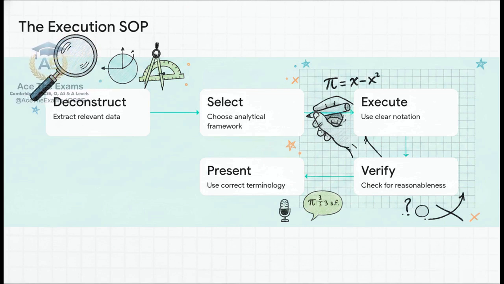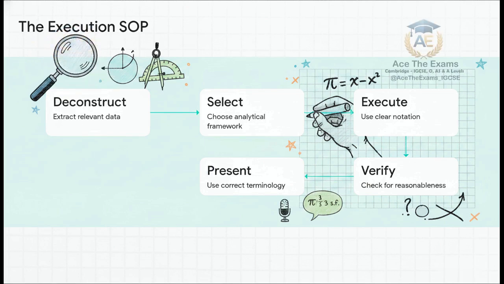Step 3, execute with clear notation. This is where you write out your algebraic working meticulously, line by line. No jumps in logic. Step 4, verify reasonableness. This is crucial. If your circle has a radius of 5 centimeters and your calculator spits out an arc length of 4,000 centimeters, something has gone catastrophically wrong. Step back, audit your input, and recalibrate.